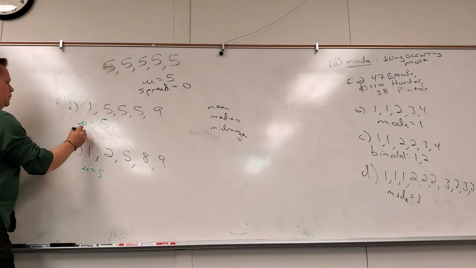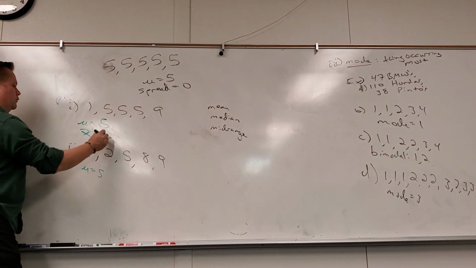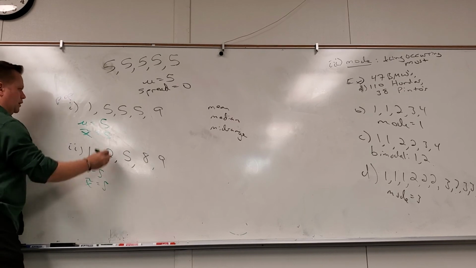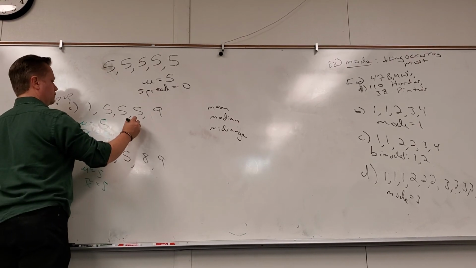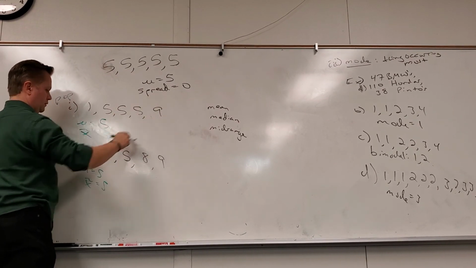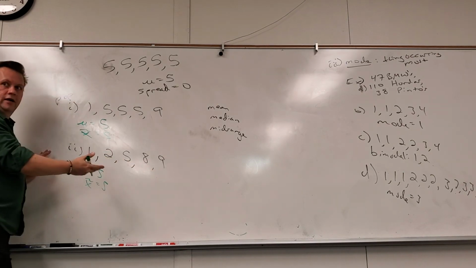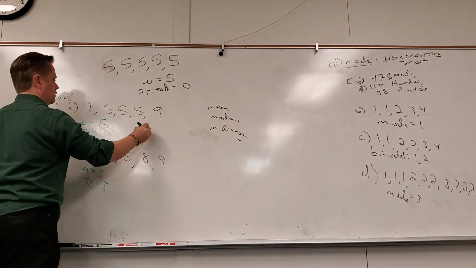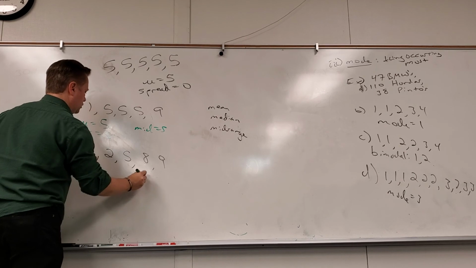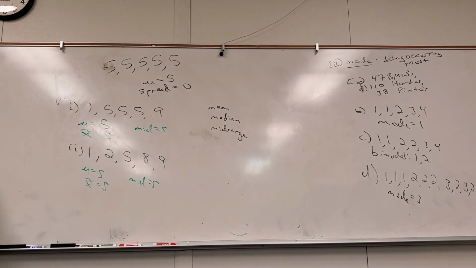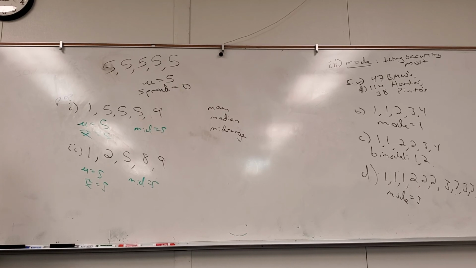What's the median here? 5. What's the median here? 5. And what's the mid-range? Both of them are going to be 1 plus 9 divided by 2, so the mid-range is 5 there too. So in terms of center, if that's all the analysis we do, it looks like they're both the same, but I can see they're not the same.